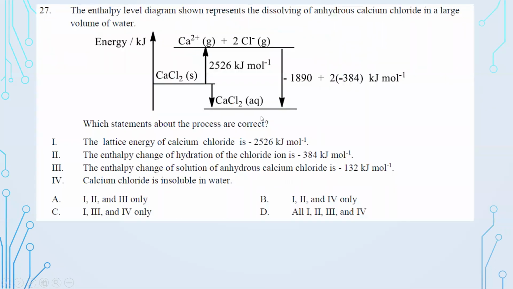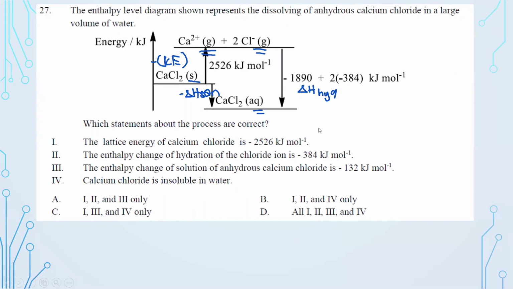Okay, 27. The enthalpy diagram below represents the dissolving of anhydrous calcium chloride in a large volume of water. So this you have to know by yourself that this is the reverse of the lattice energy, negative lattice energy, and then this one is the enthalpy change of solution, and this is the enthalpy change of hydration because from gaseous ions to become aqueous, so it's hydration, and then solid to become aqueous is solution. So make sure clearly. Okay, which of the following statements is correct?